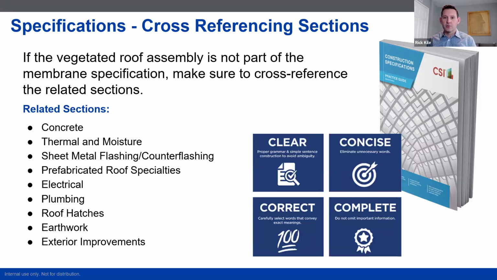Cross-referencing specifications. This one's really straightforward. Most membrane specifiers, that's Division 7. And so vegetated roof can be in Division 7 as well, but a lot of times it is broken out into Division 32. Especially if it's a separate landscape architect involved, they'll handle vegetated roof in Division 32. Just make sure, especially if we're calling for a total assembly warranty or a single source, that there's a cross-reference there so that those scopes can be clearly and appropriately bid.